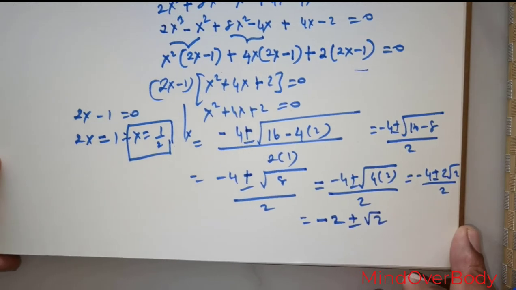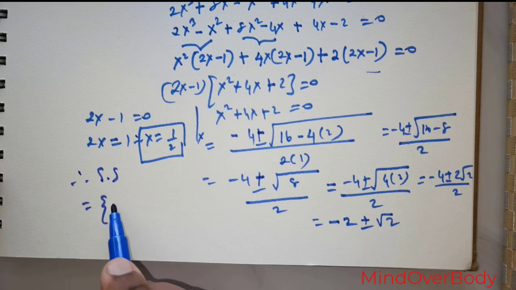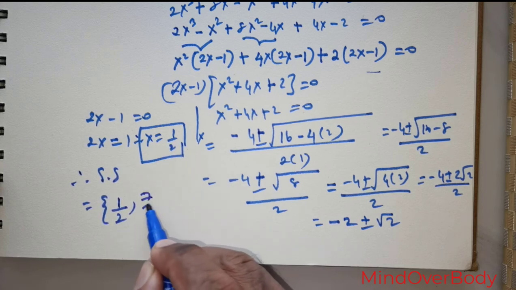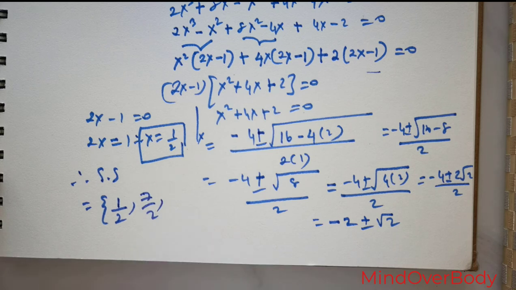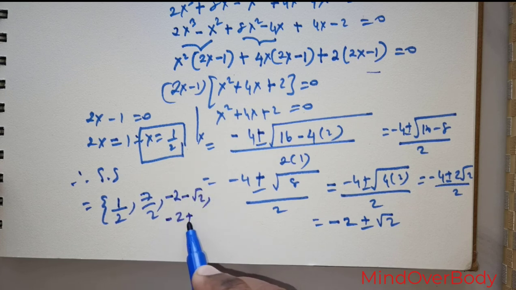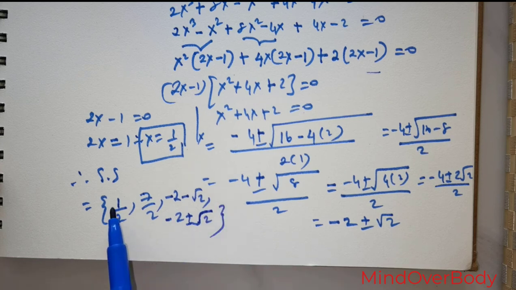So if I were to write all the solution sets, the solution set is: first I've got 1 over 2 and then 7 over 2 and then negative 2 minus root 2 and then negative 2 plus root 2. So you have 4 roots: 1 over 2, 7 over 2, negative 2 minus root 2, negative 2 plus root 2. So that is the solution to this beautiful question.